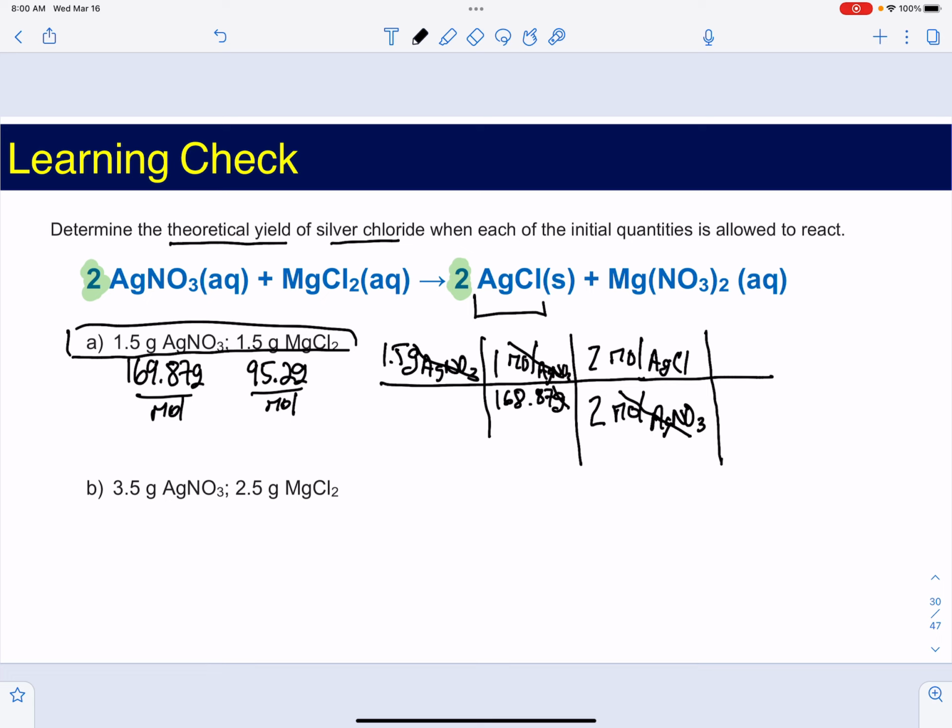We're only trying to determine the theoretical yield. Well, let's do it with mass. So we want the grams of silver chloride, not the moles of silver chloride. And the mass of silver chloride is, give me a second to find it real quick. The mass of silver chloride is going to be 143.3.